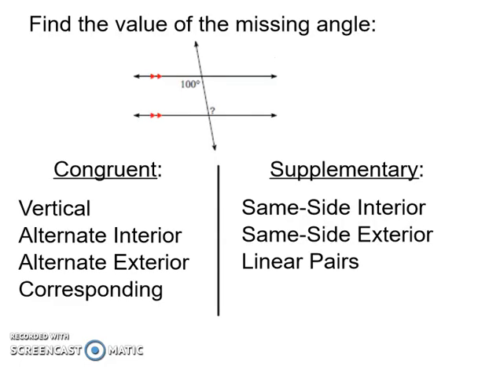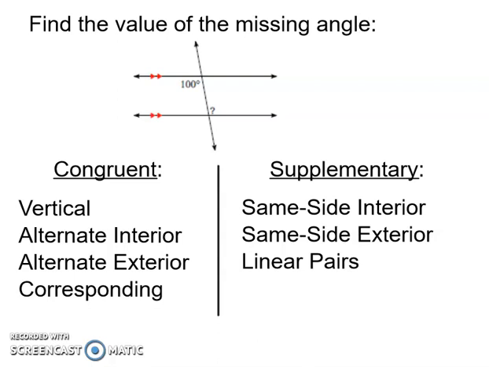In this example, it says find the value of the missing angle, and it gives us a set of parallel lines. We know they're parallel because they have the red arrows saying that these two lines are parallel, with the transversal cutting through. So we have special angle relationships. Either angles created from a transversal on parallel lines are congruent or they're going to be supplementary.